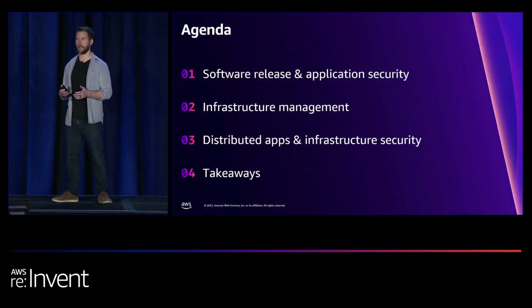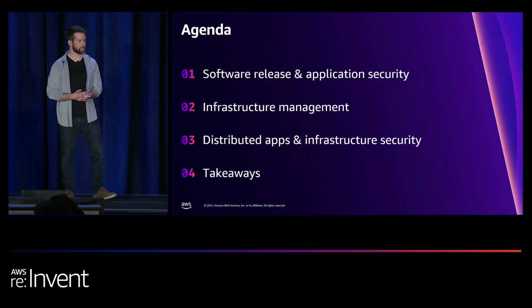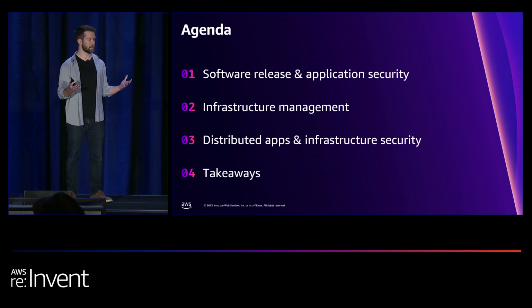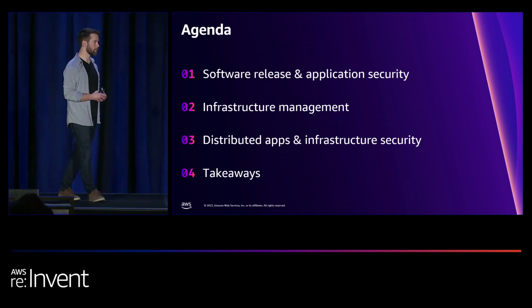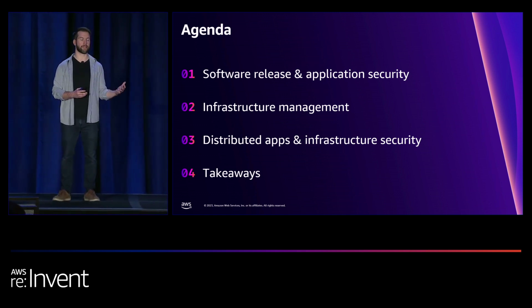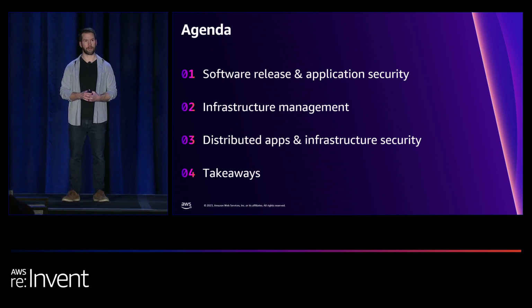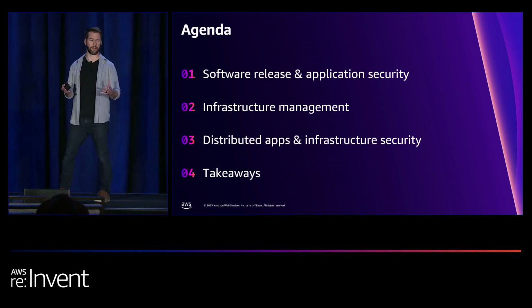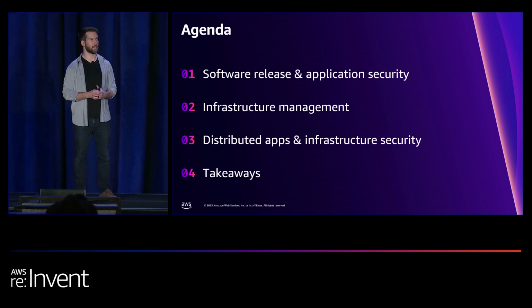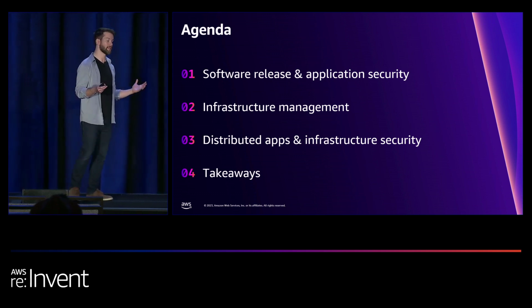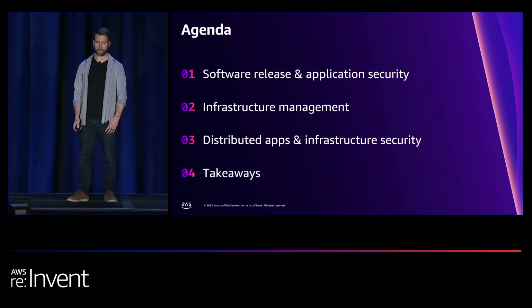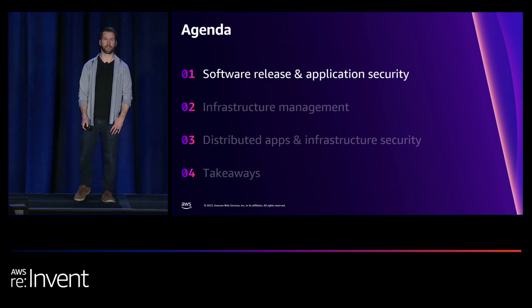There's 3 key areas and some takeaways that we're going to look at today. First, we're going to look at the software release cycle and application security within that for the development of software. And then we'll look at infrastructure management and how that relates to the first. And then we'll look at some architectures for distributing applications and infrastructure security. Now, given by the title, this is 227. It's a 200-level session, so you can expect us to stay relatively high level. We're not going to be able to dive too deep because we have a lot of topics to cover. Right? So let's jump in. Let's look at software release and application security first.